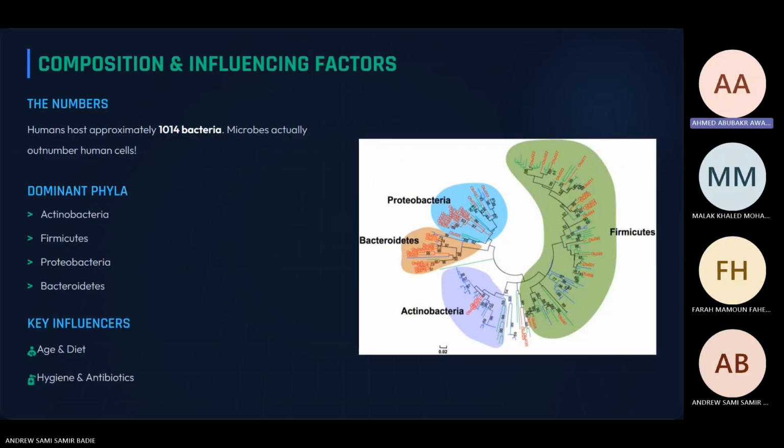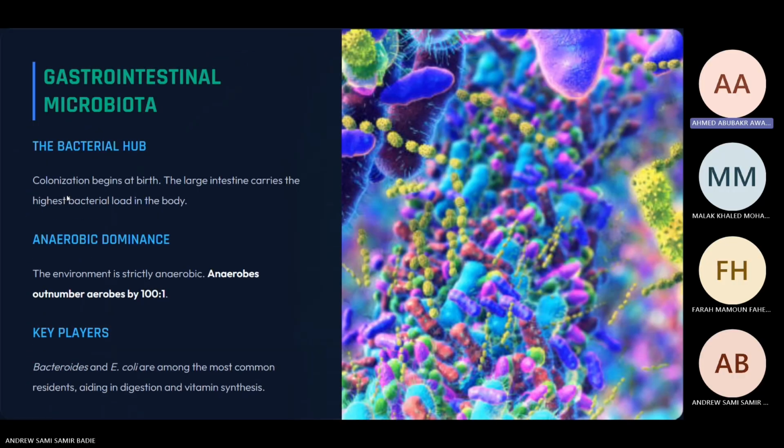So antibiotics actually are like a nuclear bomb for these bacteria in your body. Moving on to the first and foremost microbiota, which is the gastrointestinal microbiota. We have a huge number of bacteria in our body, even more than our own cells. We have a large amount of anaerobic bacteria that actually outnumbers the aerobic bacteria in the GIT, specifically in the large intestine.